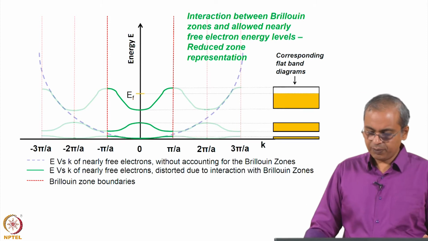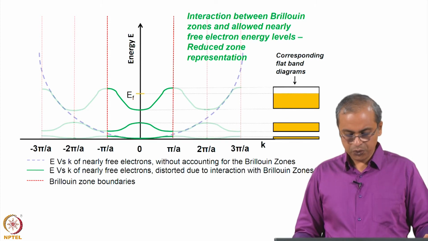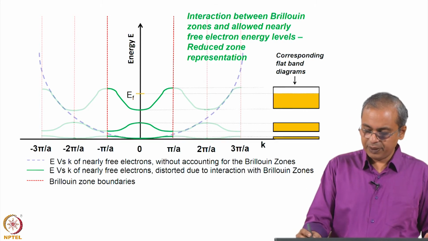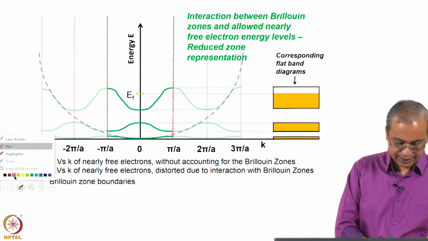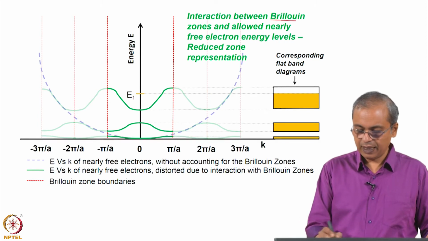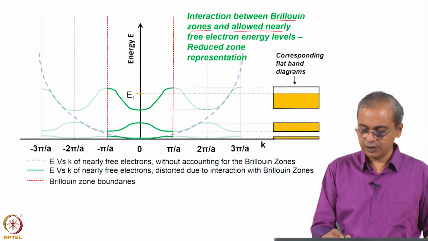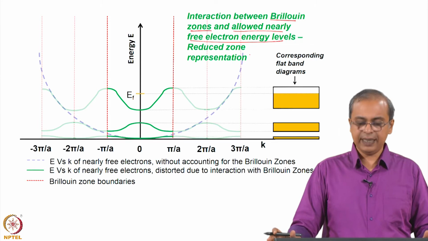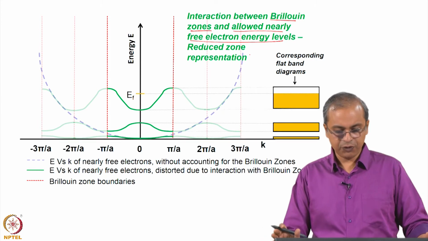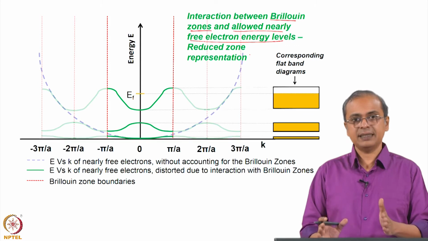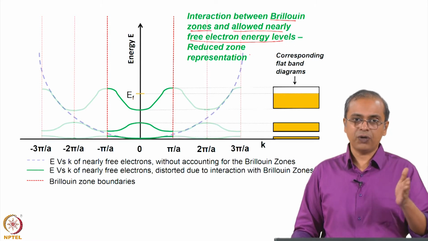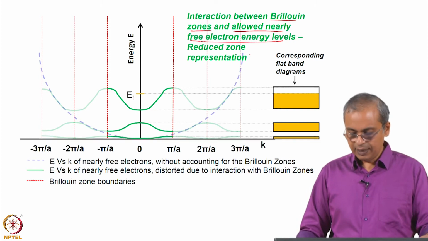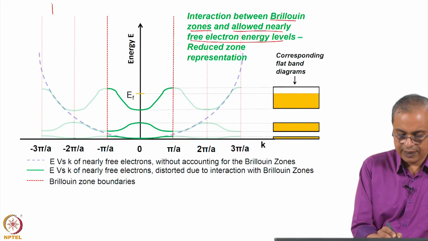Without going into much detail here, I just wanted to show you the fact that the band gap comes due to an interaction between the Brillouin zones and the allowed energy levels of the free electrons. This part of the discussion is explained in considerable detail in another NPTEL course. If you are interested in understanding in greater detail how this diagram comes about, and what all the factors are that are taken into account to create this diagram, then please look up this course on physics of materials.